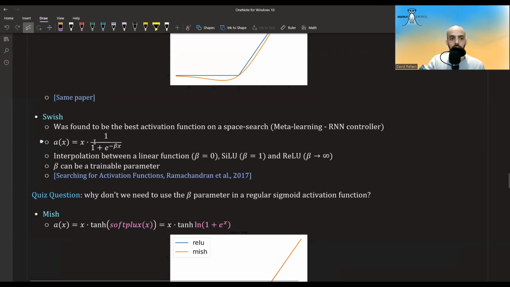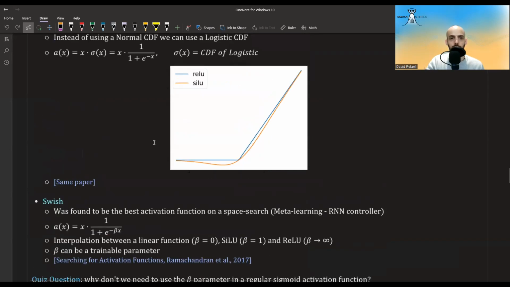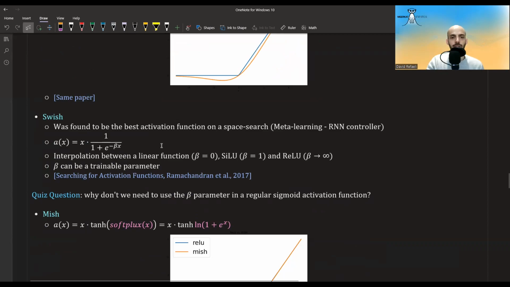And it's interesting because this is an interpolation, depending on the beta over here. If beta is equal to 0, this whole thing is equal to 1/2, and so it's just x divided by 2, so it's just a linear function. When beta is equal to 1, this is exactly the SiLU from before, from here. And when beta goes to infinity, or even just greater than 5 or 10, it already really appears like a ReLU. So it's kind of an interpolation between a linear function, a SiLU, and a ReLU. Now, beta itself can be a trainable parameter. You don't have to set it in advance. So quite a neat paper. It's called Searching for Activation Functions. If you're interested, go and read it.